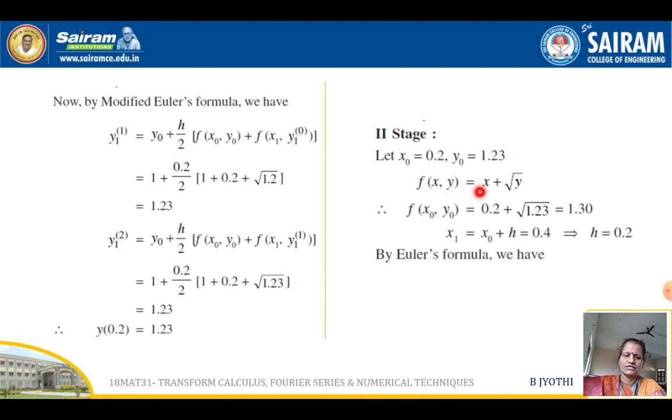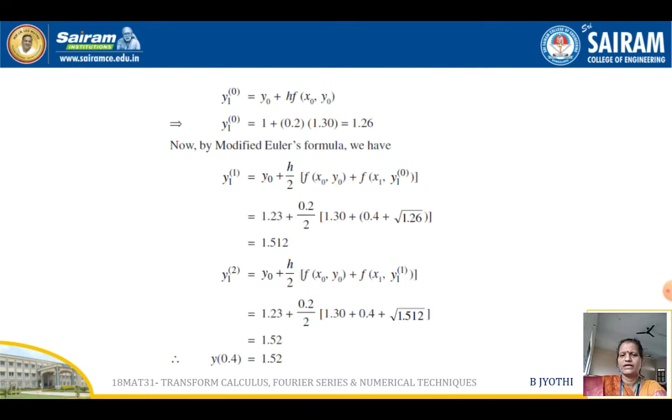So f of x y is x plus root y, and f of x naught y naught is 0.2 plus root of 1.23, that gives us 1.30. And x1 is x naught plus h, which is 0.4 with h as 0.2. Now, by using the Euler's formula, we have y1 of 0 as y naught plus h into f of x naught y naught, that is 1 plus 0.2 into 1.30, that gives us 1.26.